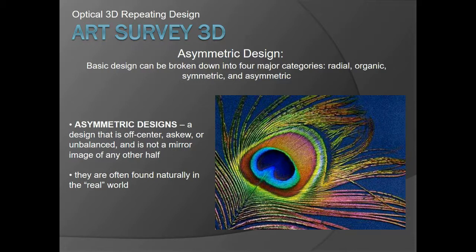So in this image, for example, of the peacock feather, if we drew a line right down the middle of that feather, you'd notice that it's not exactly the same. The blue is thicker on one side and thinner on the other. That orange color, again, is thinner on the left-hand side than it is on the right.